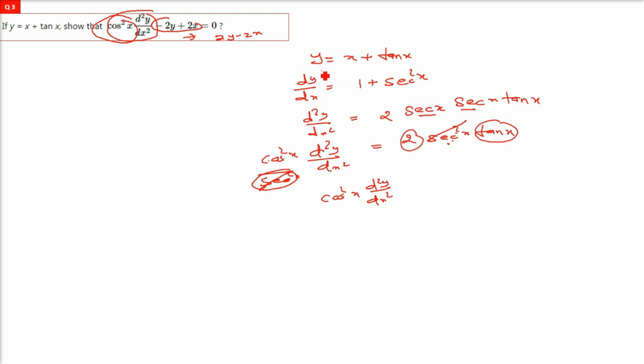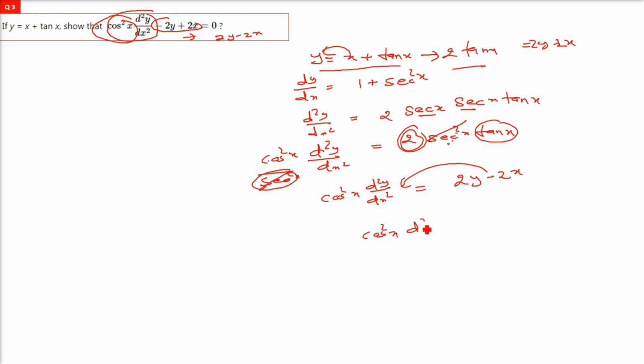So the first equation from where we have started, you can write tan x as, if you take x to the other side, y minus x. When you multiply it by 2 both sides, it will be 2 tan x equals 2y minus 2x. So in place of 2 tan x, you can simply write 2y minus 2x. So now bring it here. So cos square x d2y by dx2 plus, let it be negative because the equation has negative first, so minus 2y plus 2x is equal to 0.